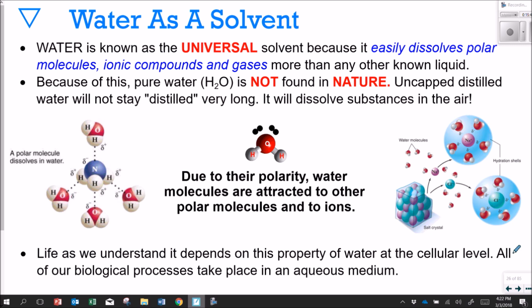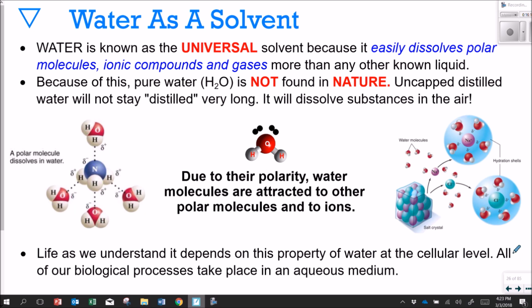Finally, let's look at water as a solvent. Water is known as the universal solvent because it easily dissolves polar molecules, ionic compounds, and gases more than any other known liquid. Because of this, pure water is really not found in nature. An uncapped distilled water bottle, distilled water is pure water, will not stay distilled very long because it will start dissolving substances from the air.